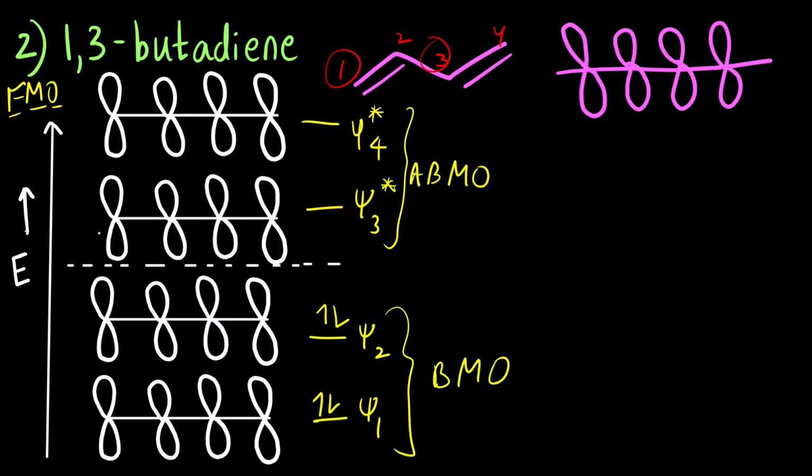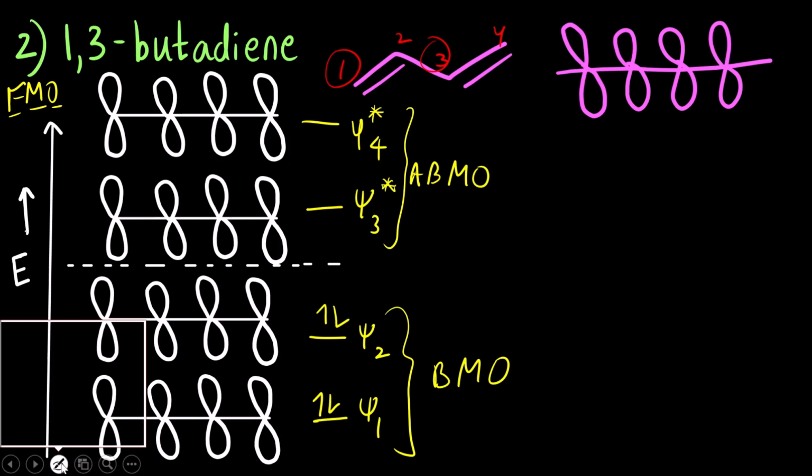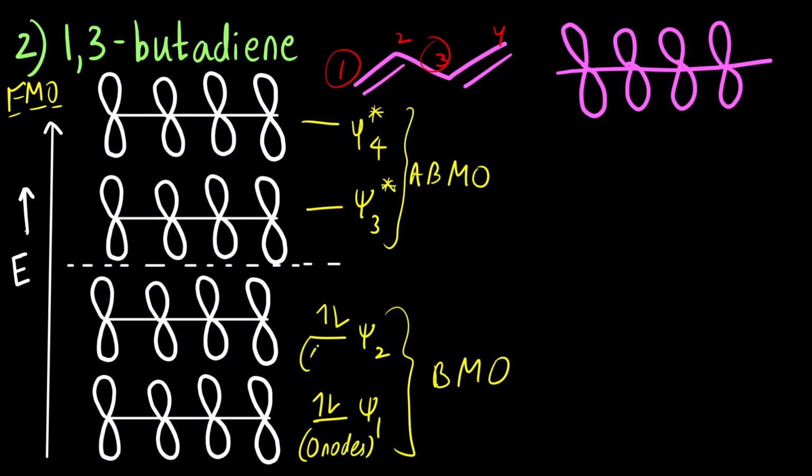Now what we have to do? We have to fill the phases in this. So psi 1 will have 0 nodes. Psi 2 will have 1 node. Psi 3 will have 2 nodes. Psi 4 will have 3 nodes.